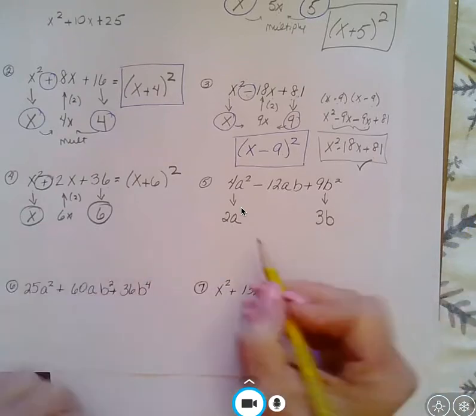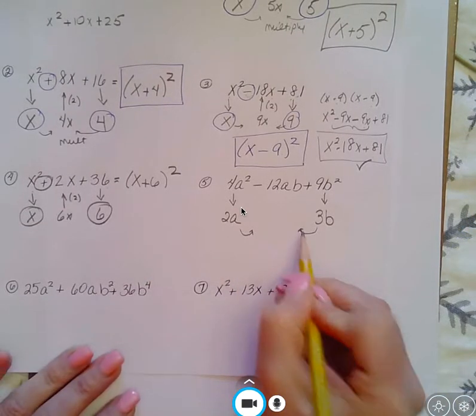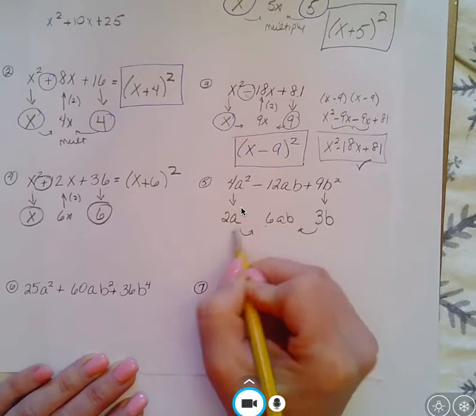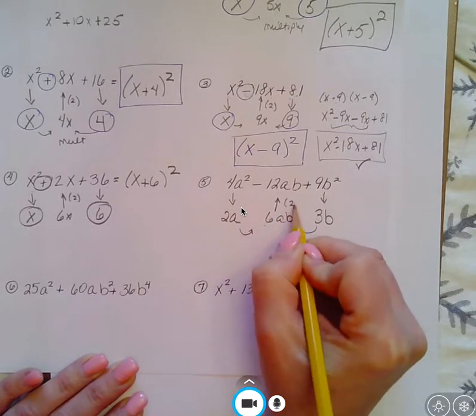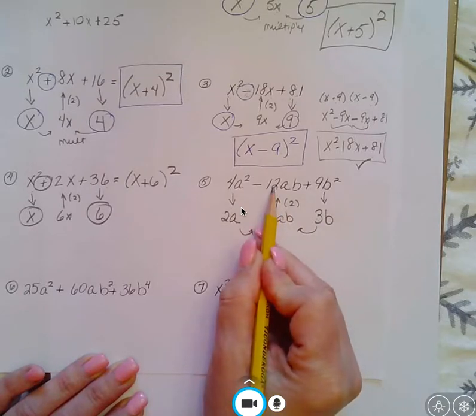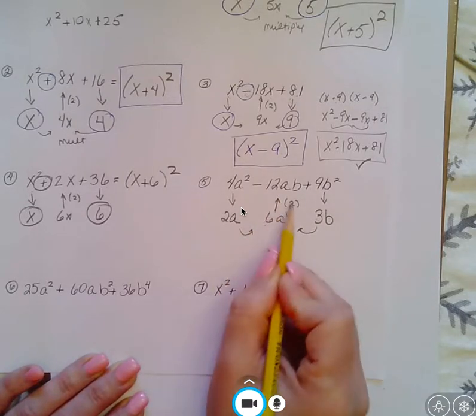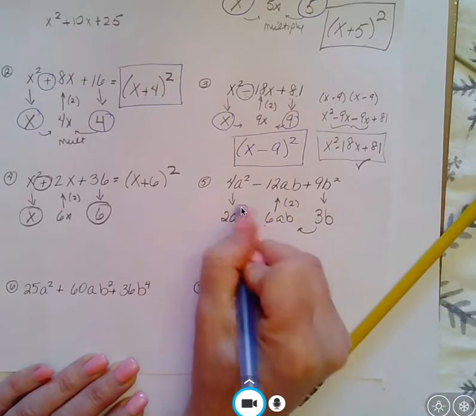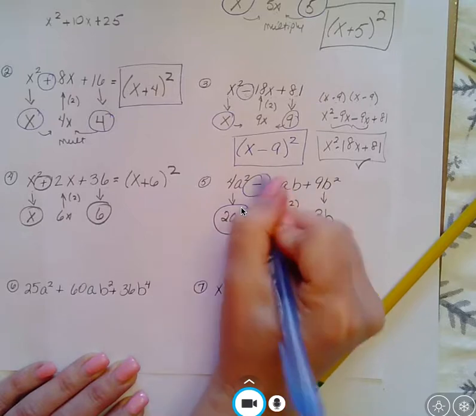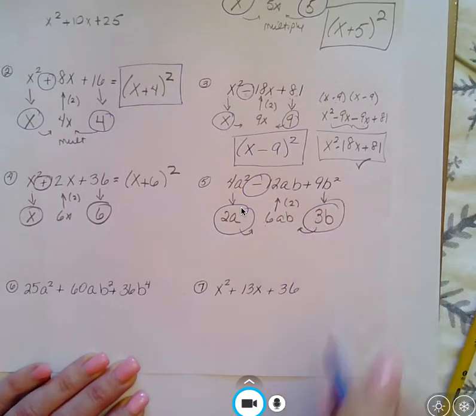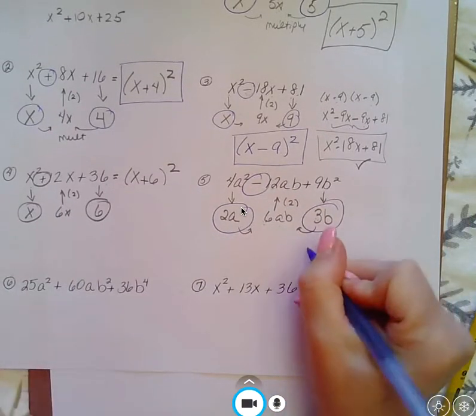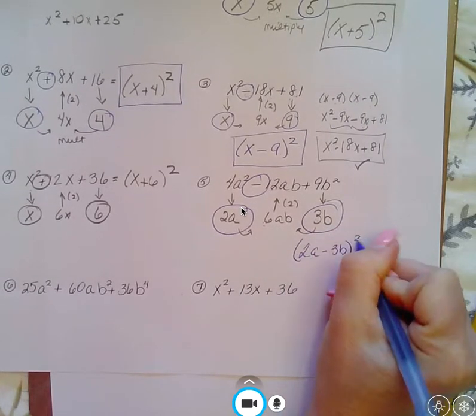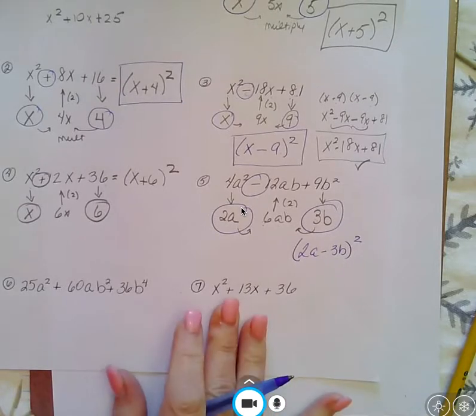Multiply them times each other. Multiply in here. I'm going to get 6ab. 2 times 3 is 6, and then ab. Double it. When I double, I just double the number, and yeah, it works. Because I get 12. 6 times 2 is 12, ab. So 2a minus 3b squared is my final answer. And that's how that would be factored.